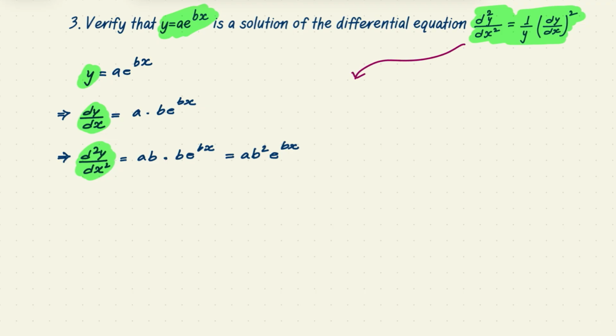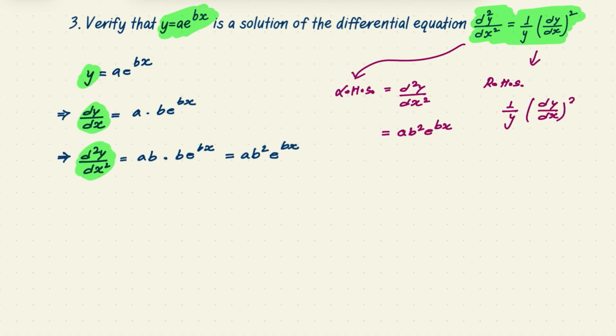So here as you can see, we have on the left hand side, that is d2y over dx2, and since the value of d2y over dx2 is ab square e to the power bx, so this is the thing in the left hand side. Now let us check the right hand side, that is 1 by y into dy over dx whole square. So this equals to 1 by y, the value of y is a into e to the power bx, and the value of dy over dx is ab e to the power bx whole square.